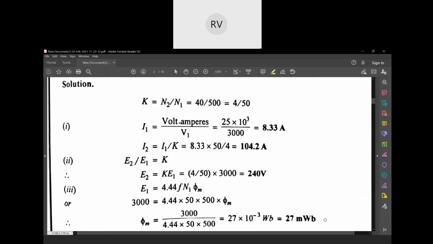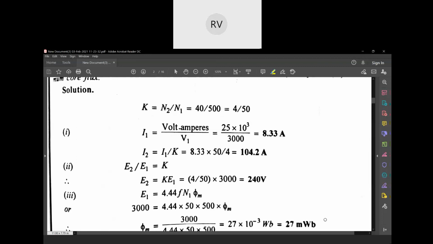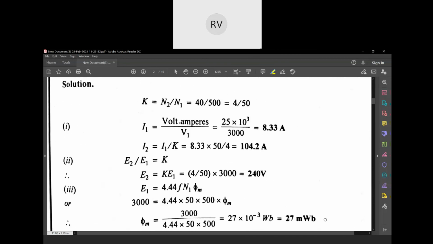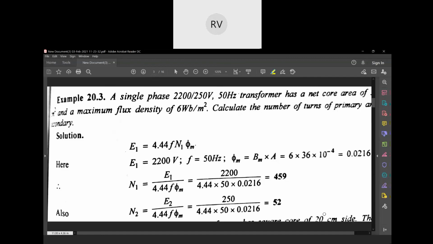E1 is equal to the EMF equation of the transformer, 4.44 F into N1 phi m. In this, we know everything except phi m, right? E1 is equal to 3000 volts, F is 50 hertz, and N1 is 500 turns. So if you know everything, just calculate the phi m value. Here you can get the phi m value as 27 milliwebers. So that is the maximum. He's asking us that, right? The maximum core flux. Phi m is nothing but the maximum core flux, which is given as 27 milliwebers.